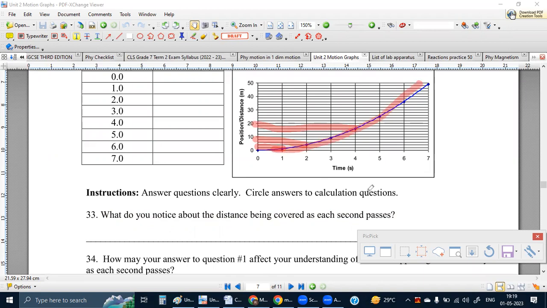So as each second passes, the amount of distance covered is increasing. It means it's an accelerated motion. So here the answer that you are going to write is, as each second passes, okay, that we don't have to write, the distance covered is increasing.